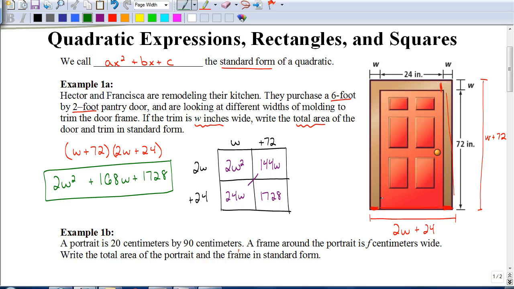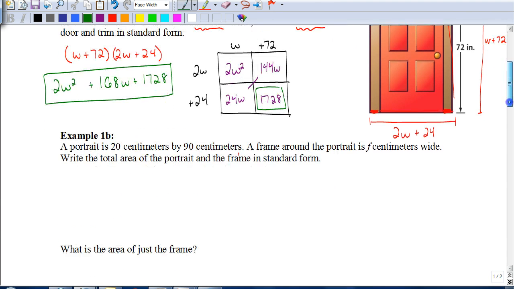Now sometimes they ask you for what's the area of just the door frame. Well, we know the area of the door is 24 by 72, which is, if you look at our table, 1,728. So if they had asked me for what is the area of just the frame, we would take out the area of the door, which is the 1,728. So the area of the frame would just be 2W squared plus 168W. So make sure you understand that for some of these story problems we'll be looking at.